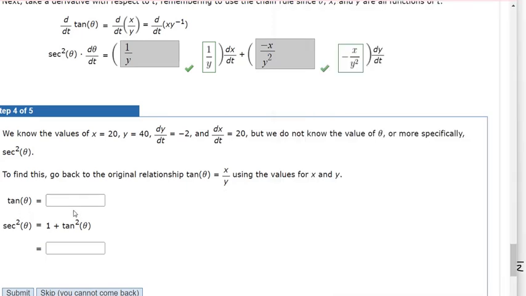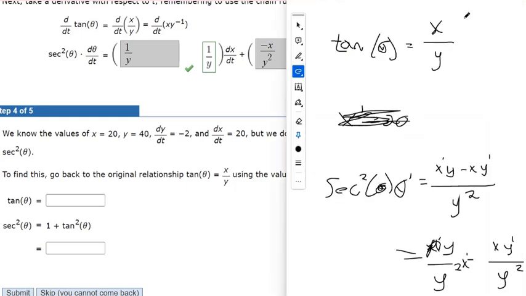Okay, so we know all these values. They want you to go back to the original relationship and find out what tangent theta is supposed to equal. So x is 20 and y is 40. So if we go back up here and plug that in, we get tangent theta is, they said x is 20 and y is 40, so 20 over 40 is 1/2.